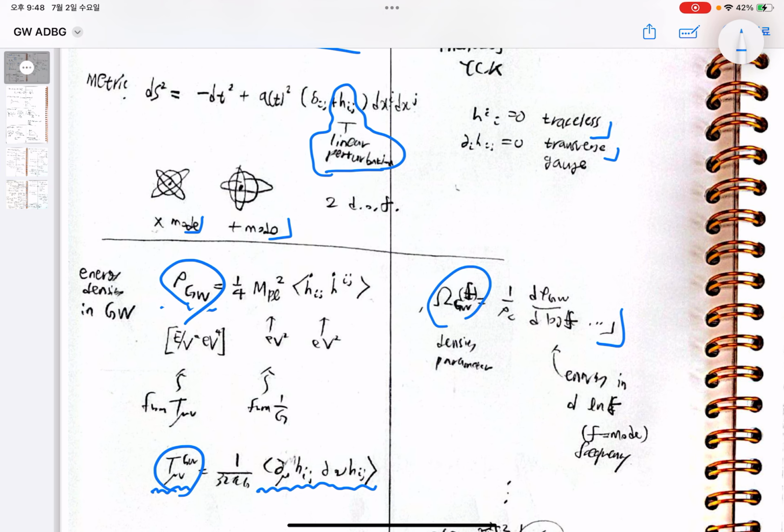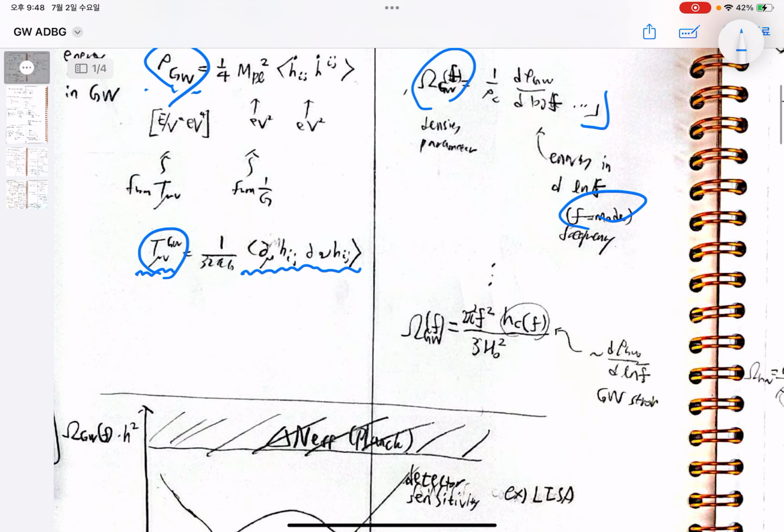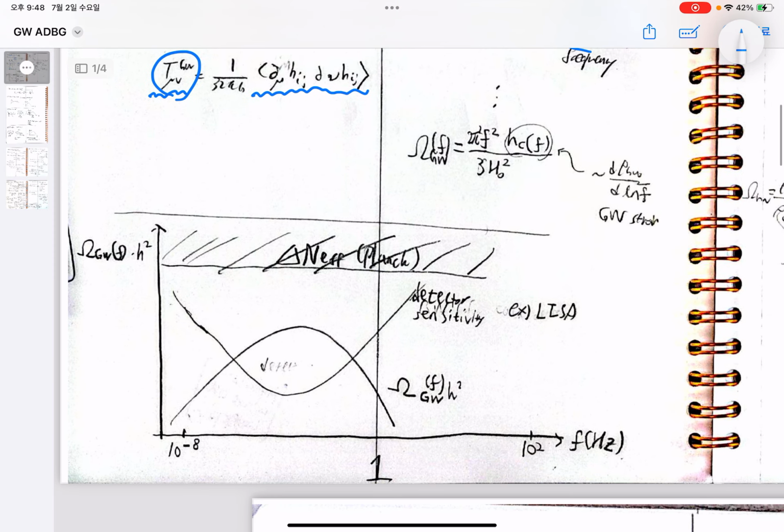And for each frequency mode, we can plot the density parameter over the frequency. So this is a plot of Omega GW multiplied by the Hubble parameter scale, over the frequency of the gravitational wave in units of hertz. In the upper regions, I exclude this out from the effective N by the observations of the Planck satellite, and these curves represent the detector sensitivity, such as LIGO and LISA.